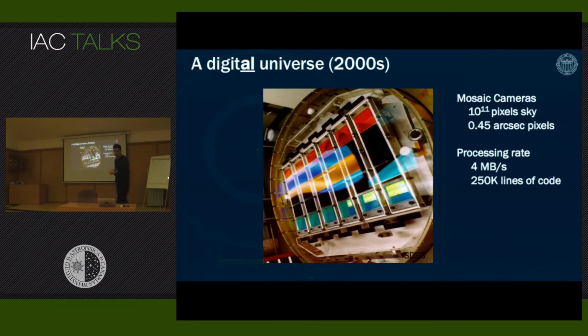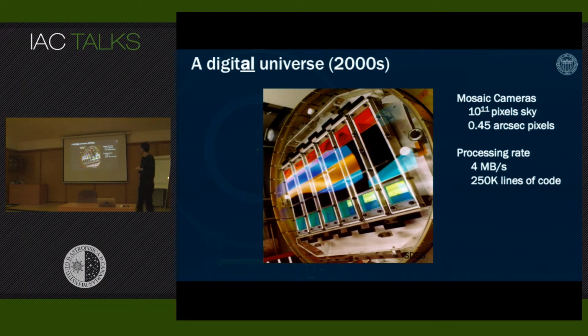And it took about 4 hours to process a plate. The sky at this point, you could measure it to 10 to the 12 pixels at 0.5 arc seconds per pixel. And then we get roughly in the 2000s, we get to a digital universe. And one of, I would say, a good example of this change and the harbinger of a lot of these things that have come since was the Sloan Digital Sky Survey. These are big mosaic cameras. This is the SDSS camera. The sky can now be covered with something like 10 to 11 pixels.